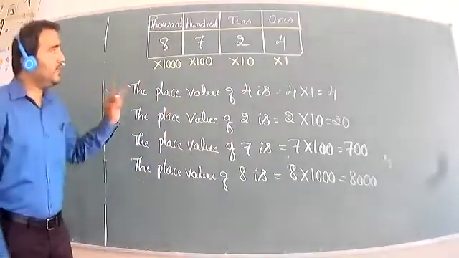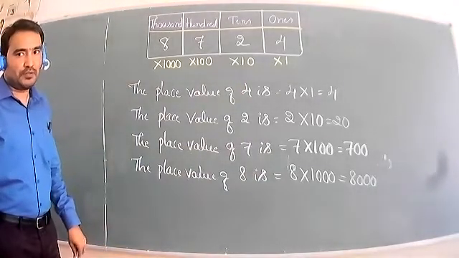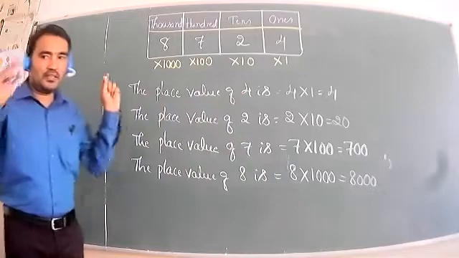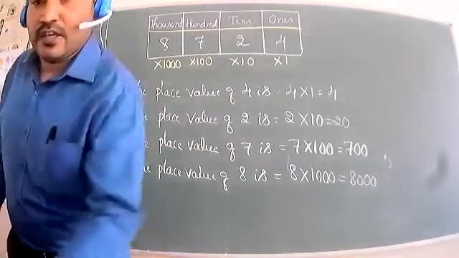Okay. Now it is place value. Now I will write the examples of place value. So we should multiply the digit by its place, and then we get the place value. Did you understand this concept?